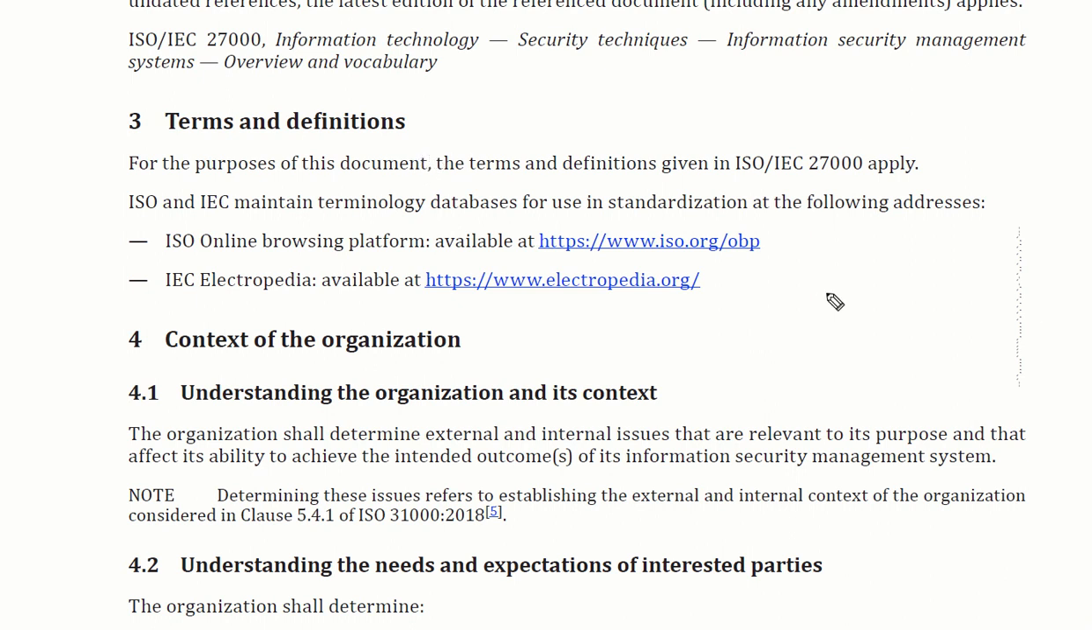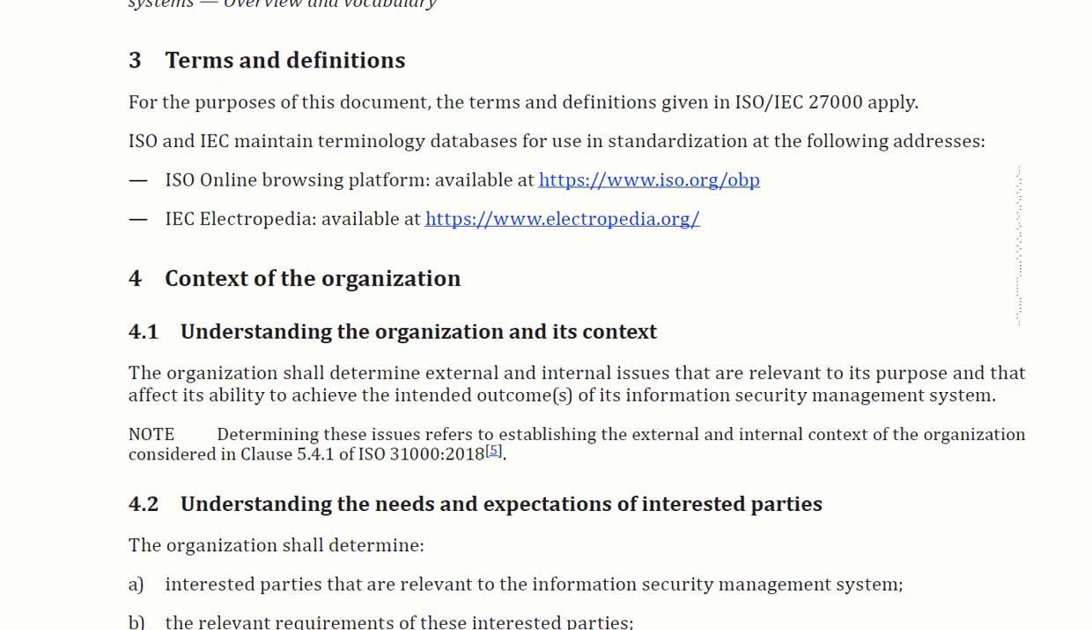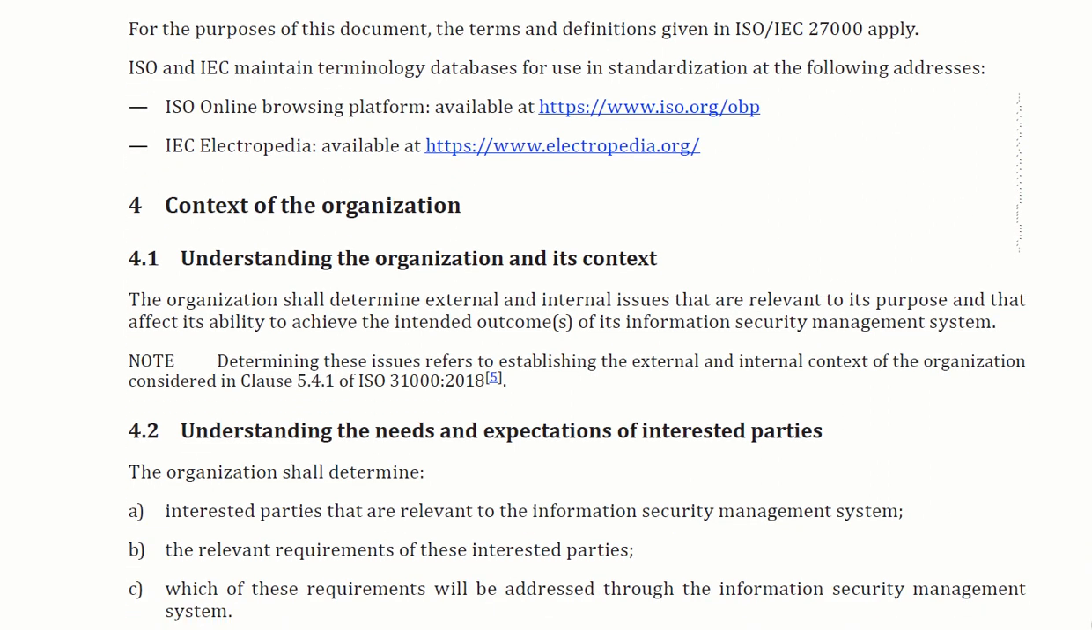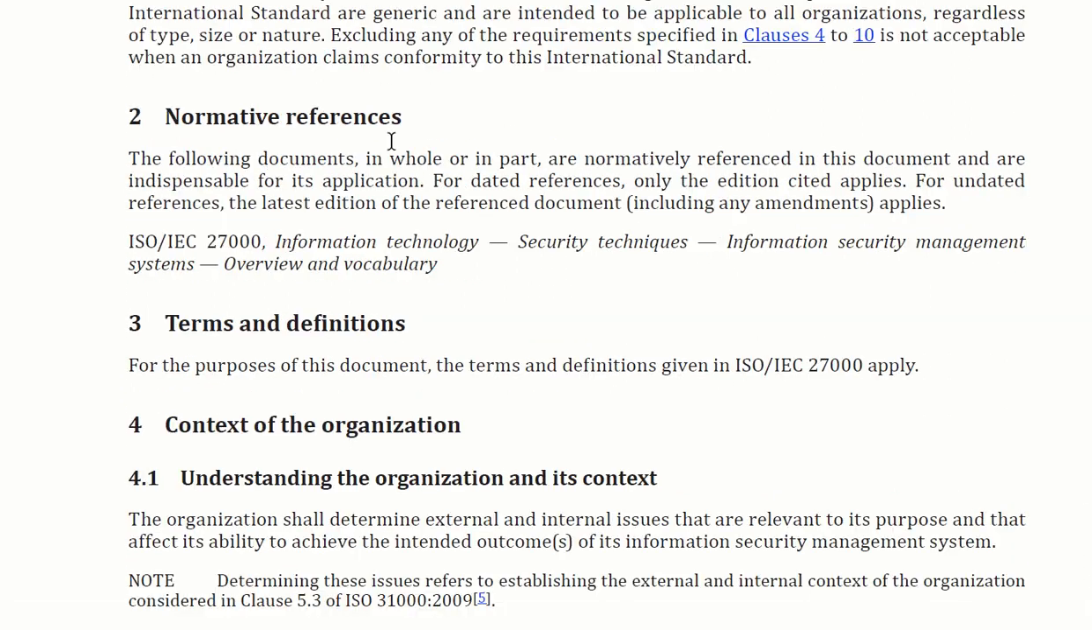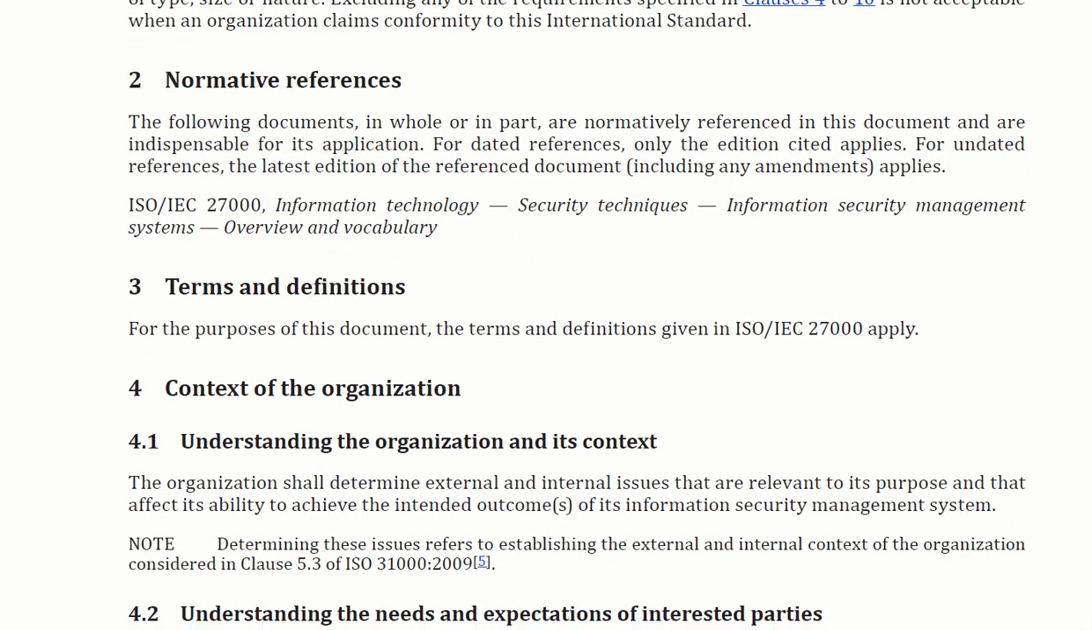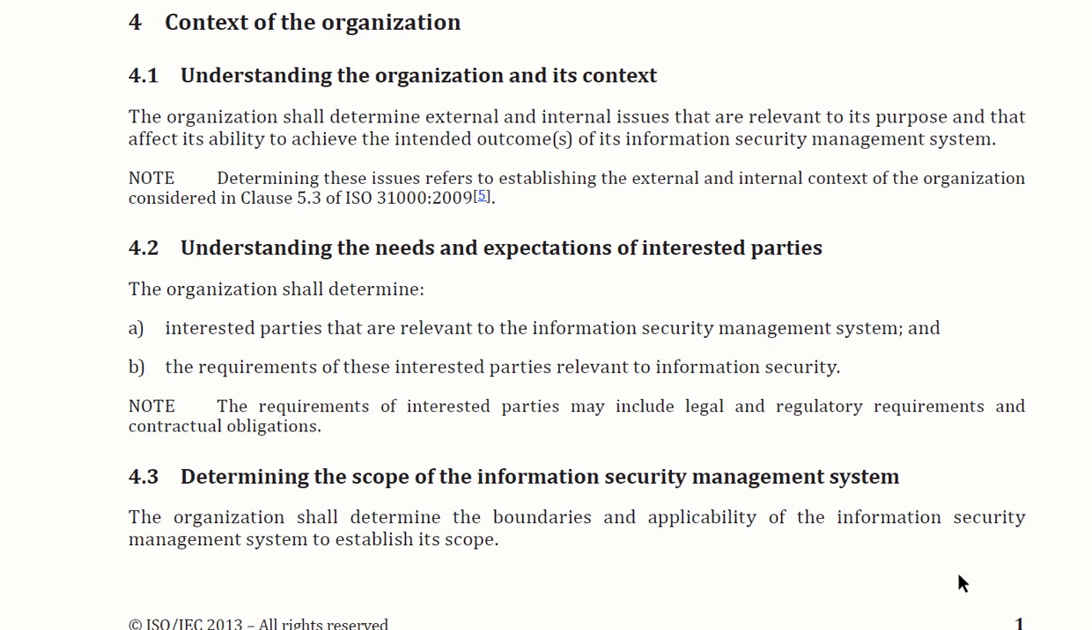The next change is in clause number 4.2. In the older standard, let's go back to the older standard.